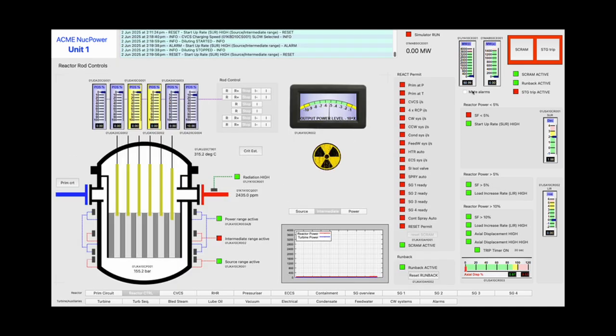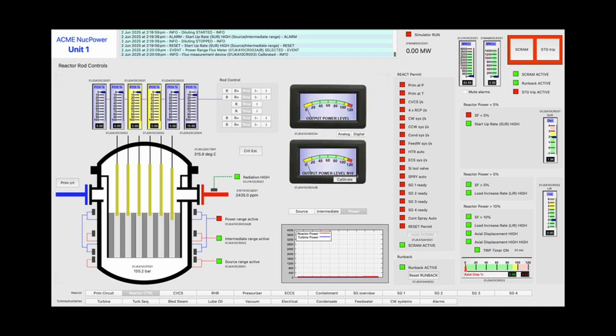With reactor load approximately 5%, we can select the flux metering readout to power range. This consists of two gauges that measure differing properties from the reactor core. The top gauge can also be changed from an analog to a digital readout, which helps to show the slow progression of the reactor load upwards.